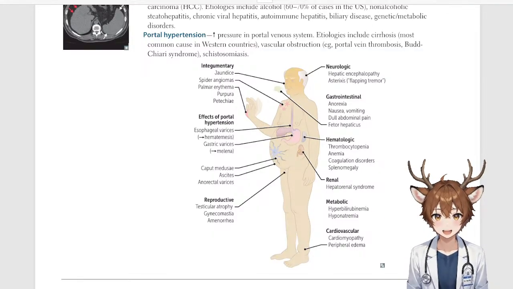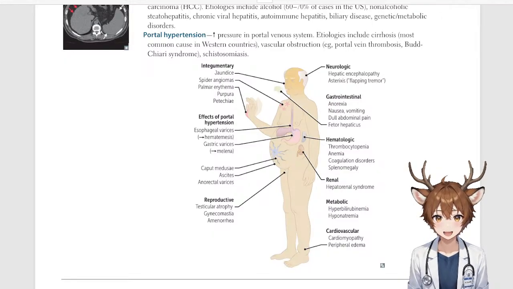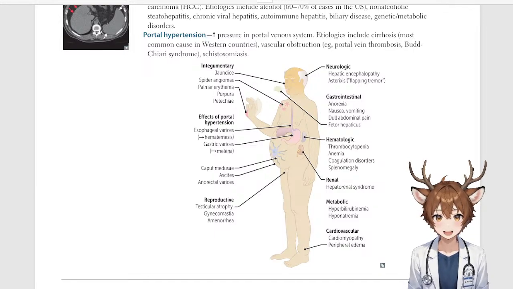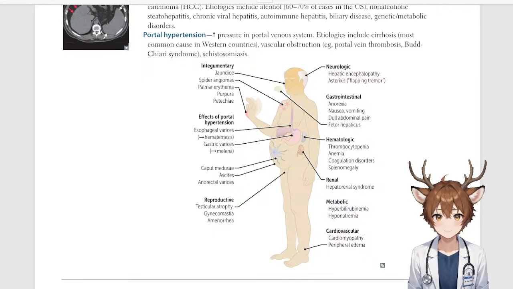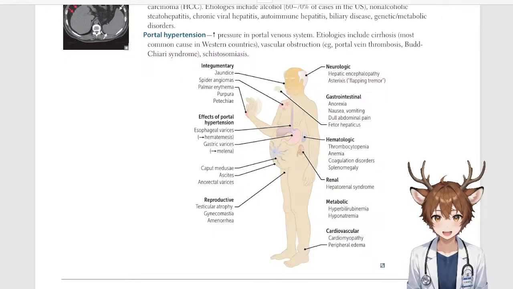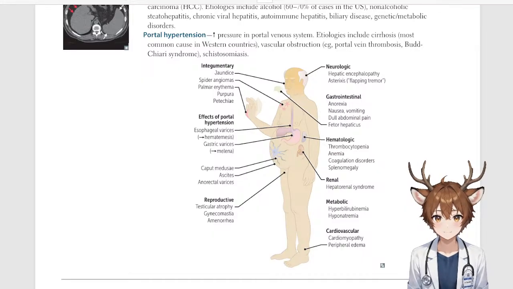Neurologic would be hepatic encephalopathy and asterixis, which is a flapping tremor. Gastrointestinal would be anorexia, nausea and vomiting, dull abdominal pain, and fetor hepaticus. Hematologic would be thrombocytopenia, anemia, coagulation disorders, and splenomegaly. Renal would be hepatorenal syndrome. Metabolic would be hyperbilirubinemia and hyponatremia. Cardiovascular would be cardiomyopathy and peripheral edema. So a lot of different things can be caused by this cirrhosis.